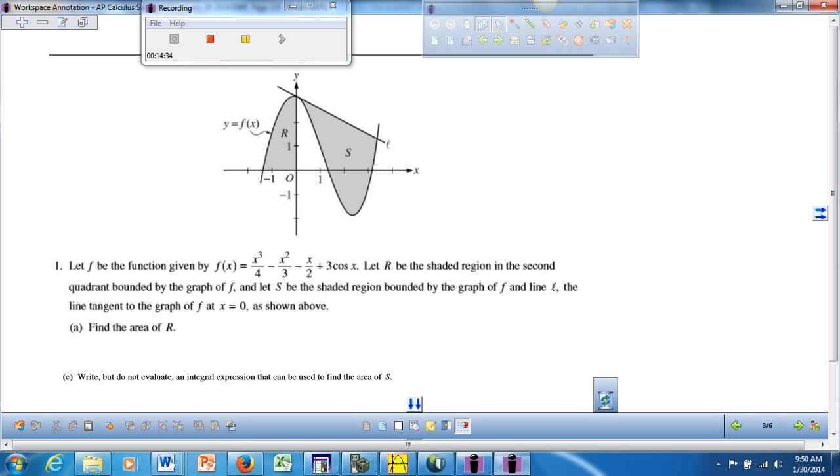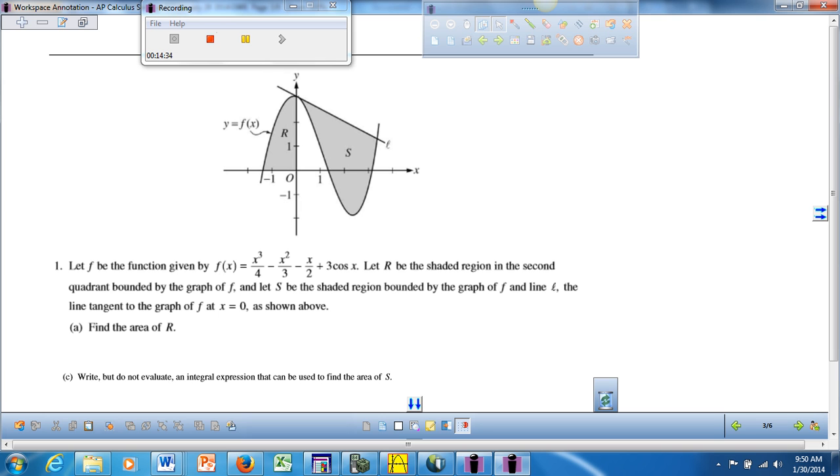Let R be the shaded region in the second quadrant bounded by the graph of f, and let S be the shaded region bounded by the graph of f and the line L, which is the line tangent to the graph of f at x equals 0. We're not going to do part C right now. That'll be a challenge later. We're going to do part A. Find the area of R.